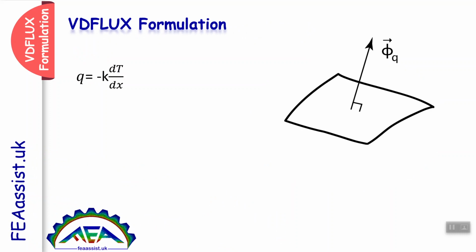Actually, we define flux in heat treatment or heat transfer problems as q equals minus k dT/dx. And for mass diffusion it is minus D dC/dx, where C is the concentration and D is the diffusion coefficient.